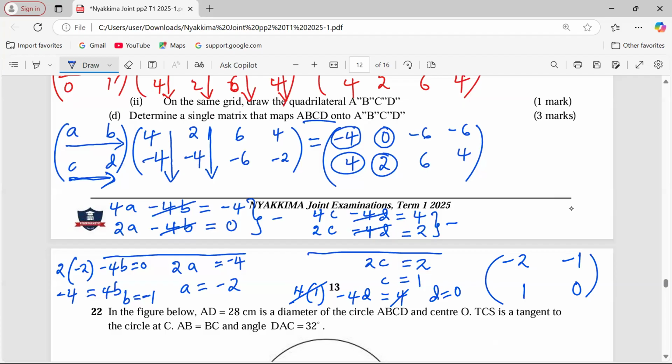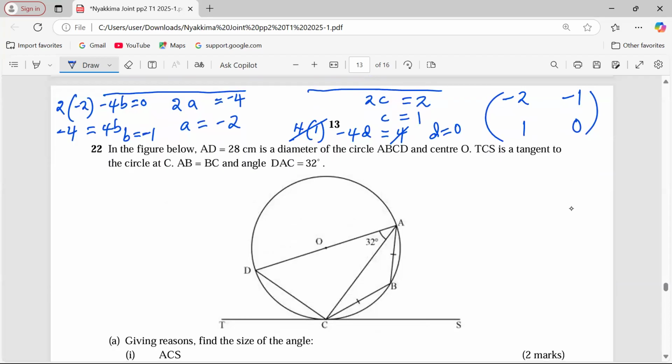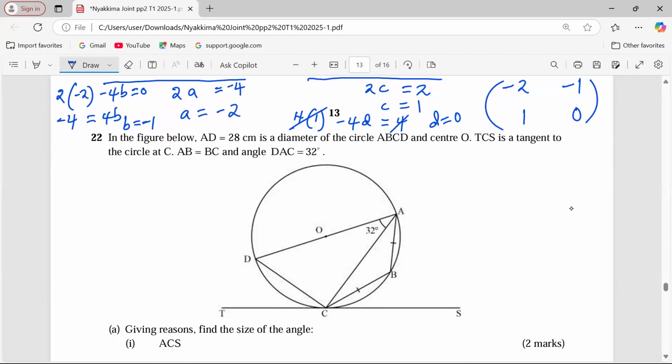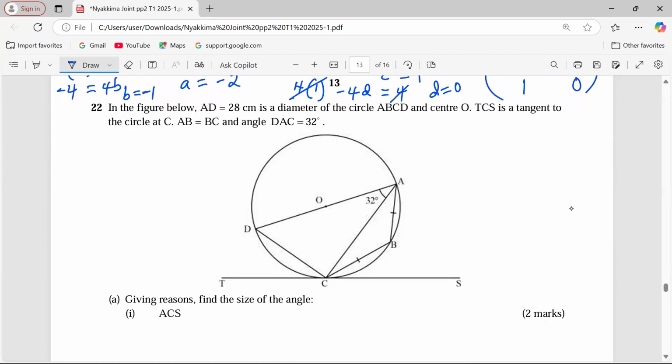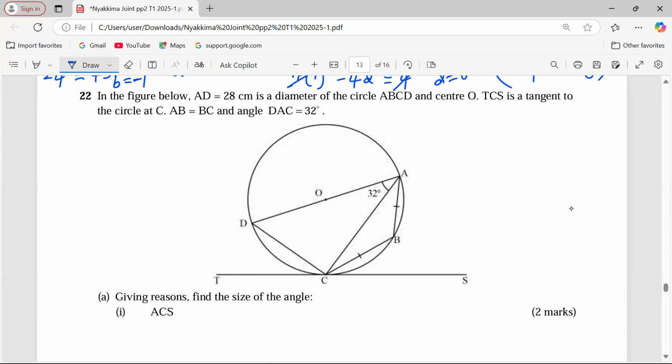All right. After this, now we can check number 22, a question on angles, tangents, circles, and chords. Number 22. In the figure below, AD equals to 28. That is the diameter of the circle. Then the center is O. TCS is a tangent to the circle at point C, as you can see.